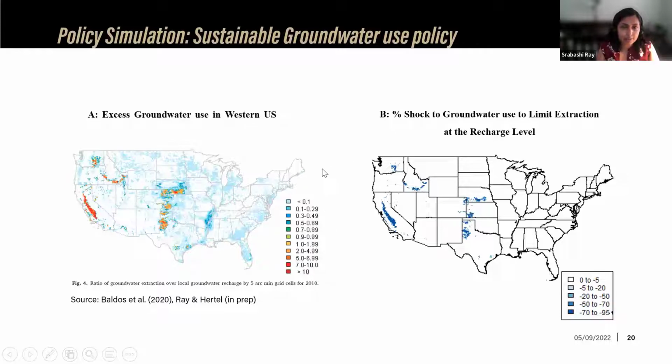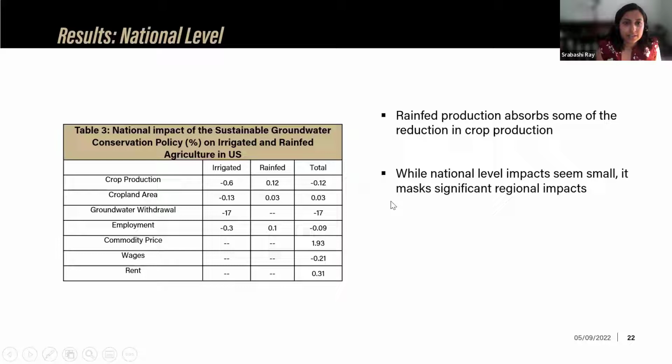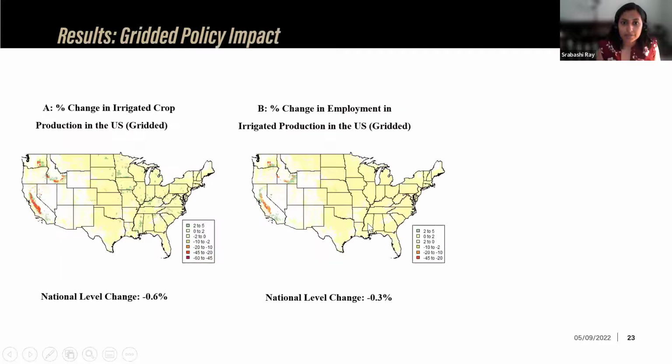And then we design a policy. We motivate this policy based on groundwater scarcity. So the grids that light up on the left hand side are targeted where groundwater extraction is limited at the recharge level. For the results from this section, I'll just skip the national level results, which are not that interesting. But when we look at more grid specific results, irrigated crop production nationally could change by minus 0.6%, but regionally, specifically in the grids that are targeted, it could fall by as much as 66 to 45%, and employment could fall by 20 to 45%.